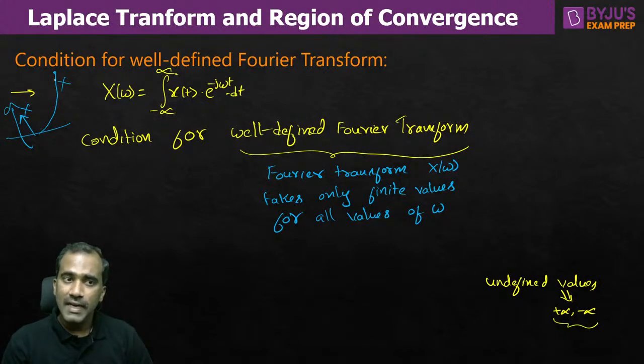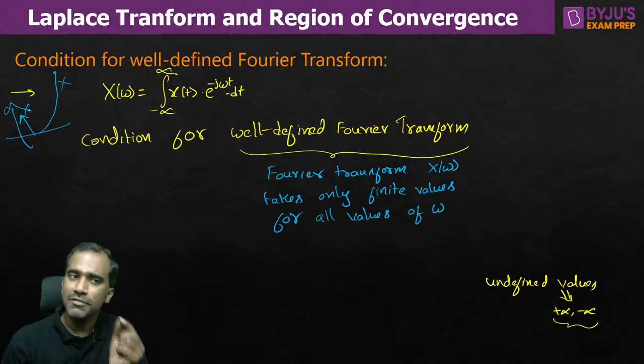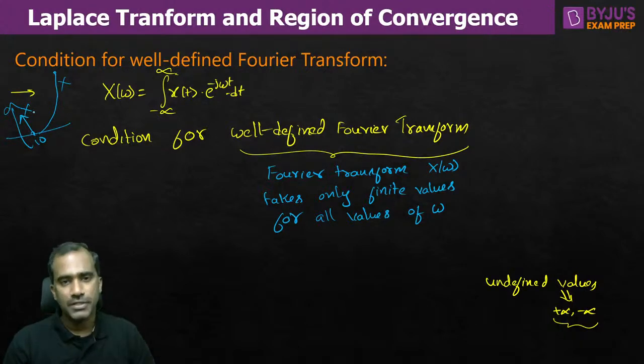Okay, so if these kind of infinite values do not exist in a signal, we call that signal a well-defined signal. And if that signal represents a Fourier transform, then that Fourier transform is also well-defined. But if one infinite value is possible at one place, at omega equal to 10 or omega equal to 20, then we can say it is not a well-defined Fourier transform. Right, so that is the condition for a well-defined Fourier transform.